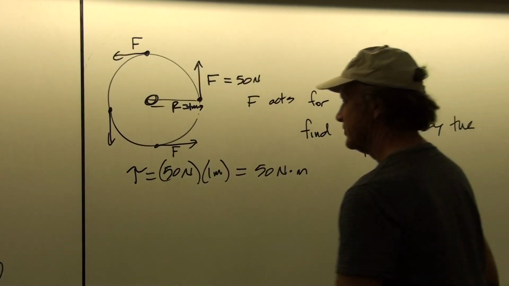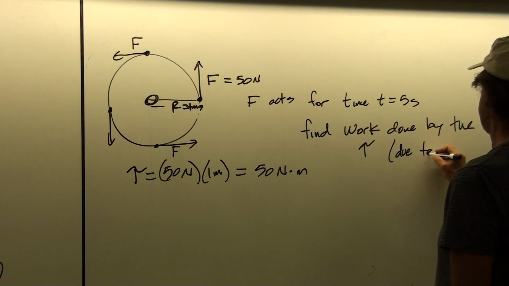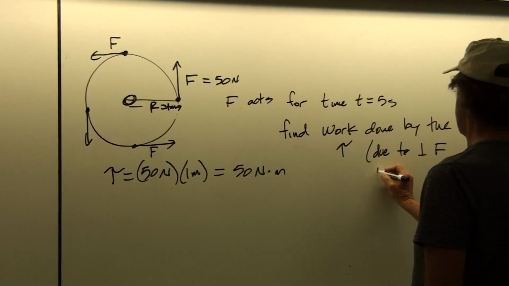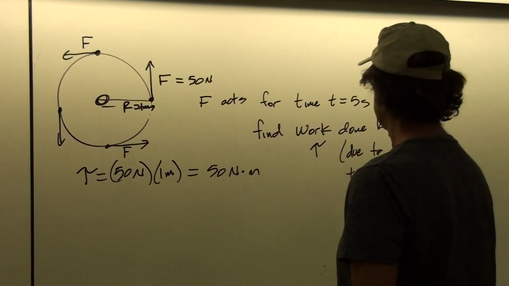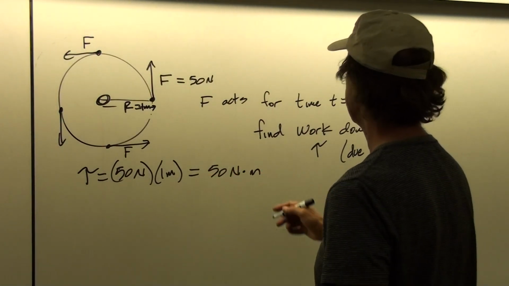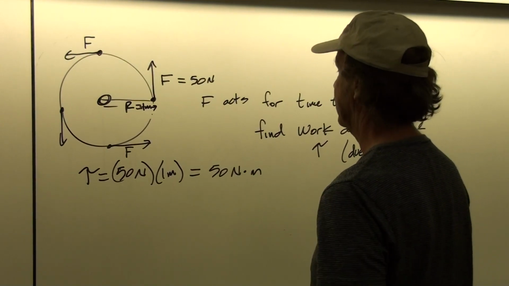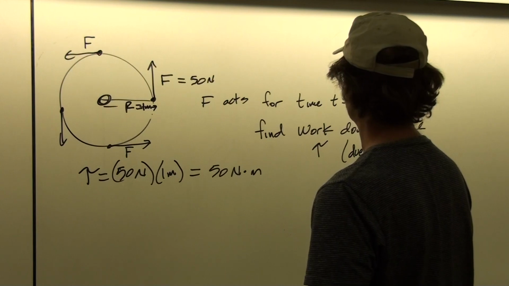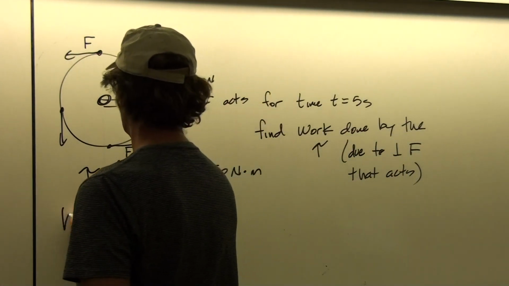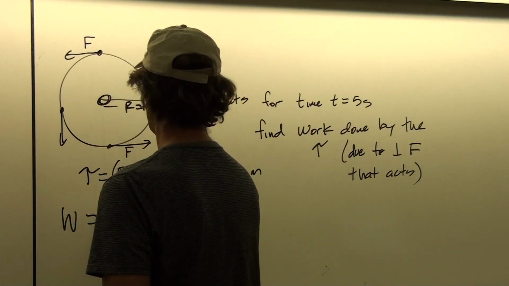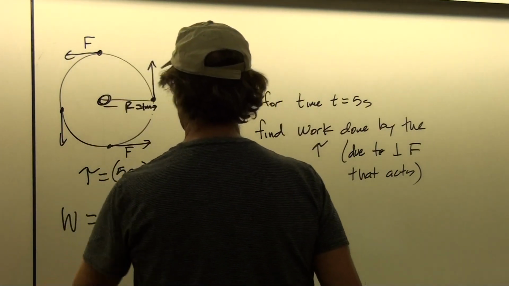And so this is because of the perpendicular force that acts. And in this case, that torque is a constant value throughout that 5-second interval. Okay, so what we need then is delta theta, because the work done would be equal to torque times delta theta. Okay, so how do we get delta theta?